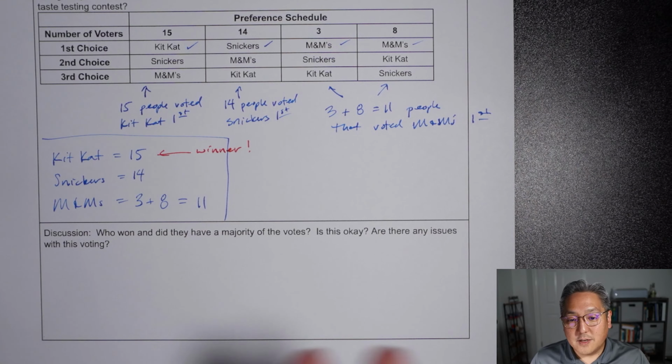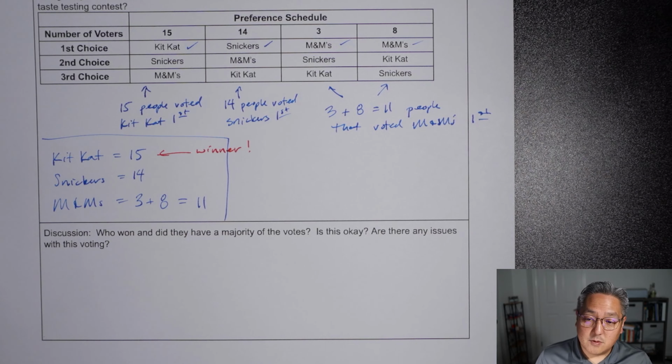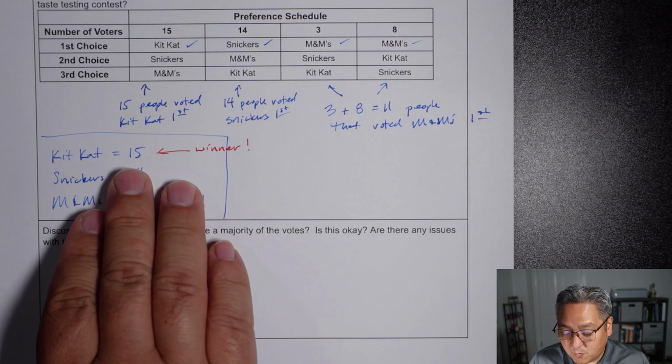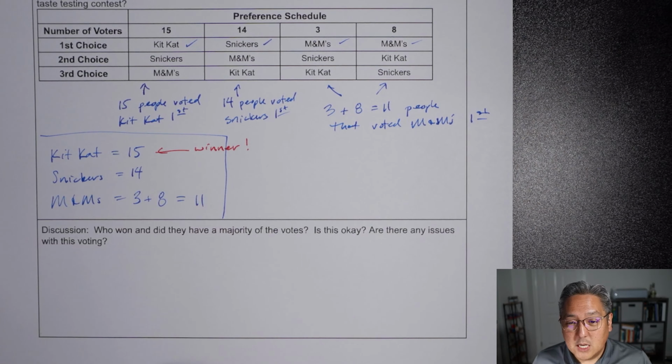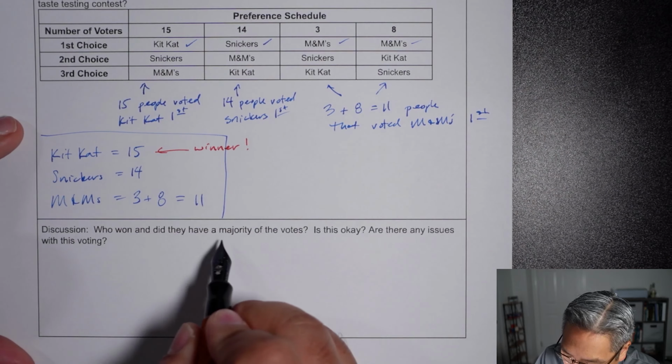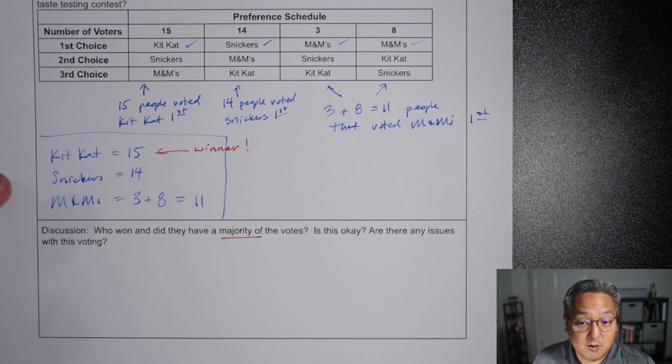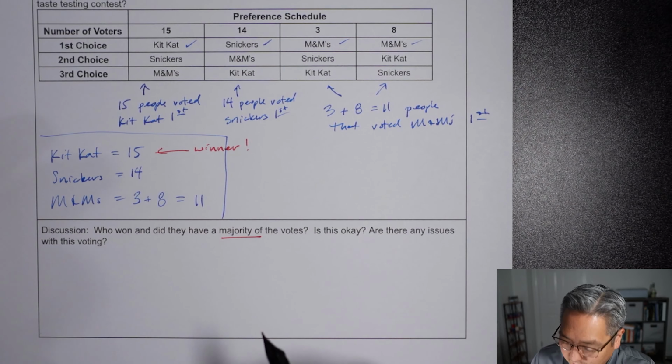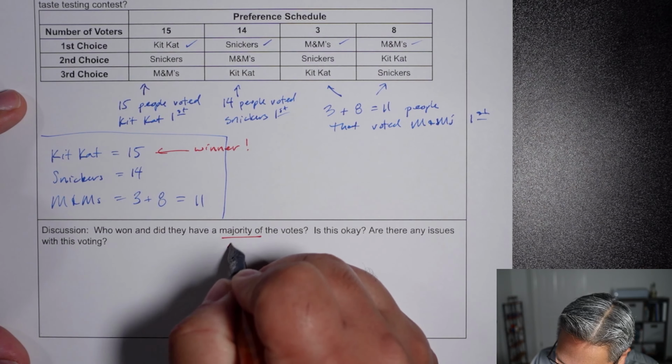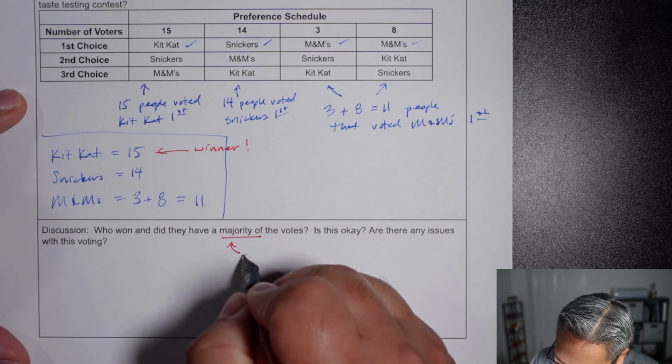Who won, and did they have a majority of the votes? Well, Kit Kat won. They had 15 votes, but was that a majority? So just a reminder, when we talk about things like majority in voting, or in any case, it's more than half, okay? So with majority, we're looking at whether the winner had more than half the total votes.